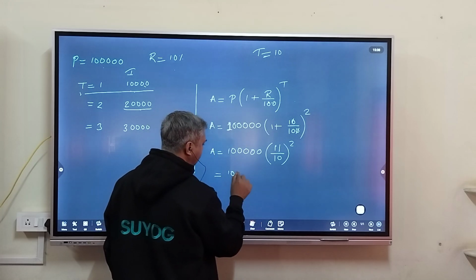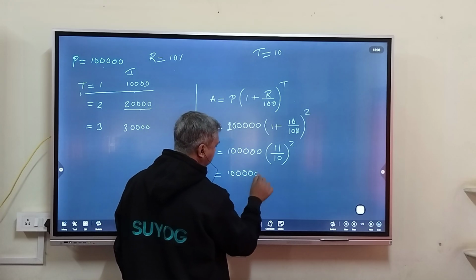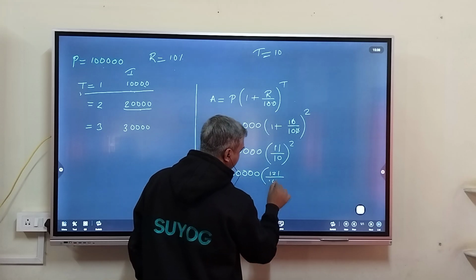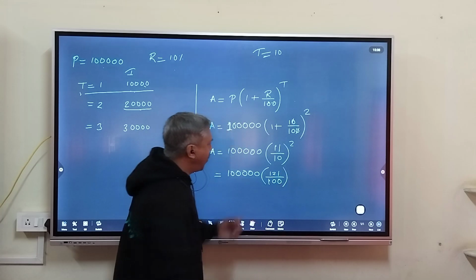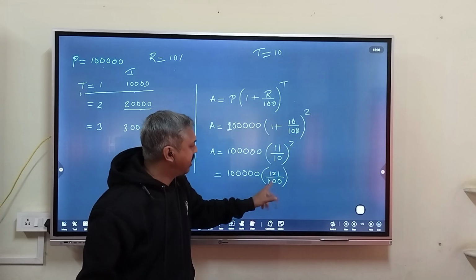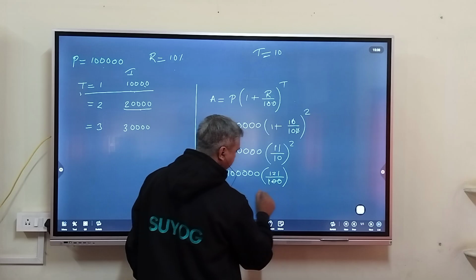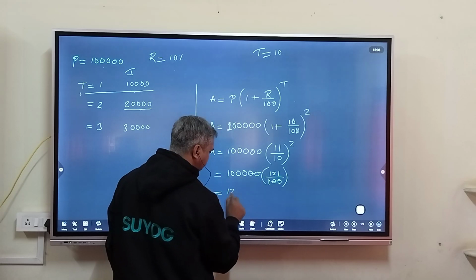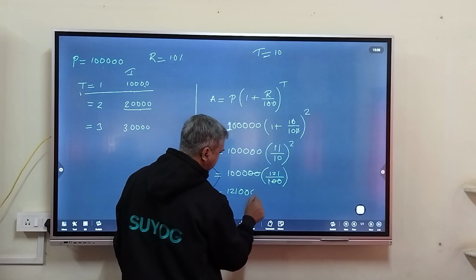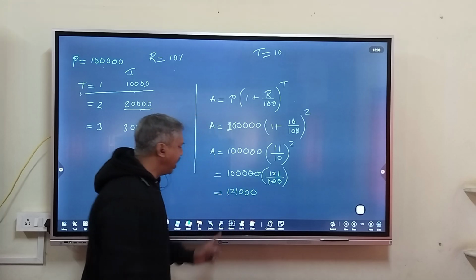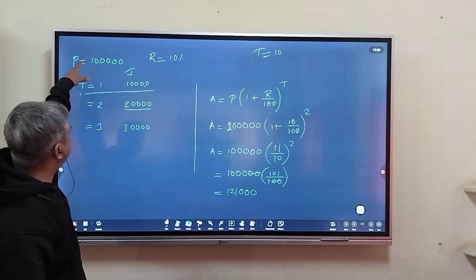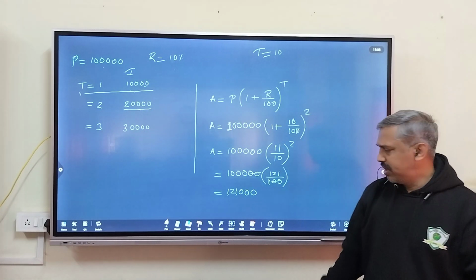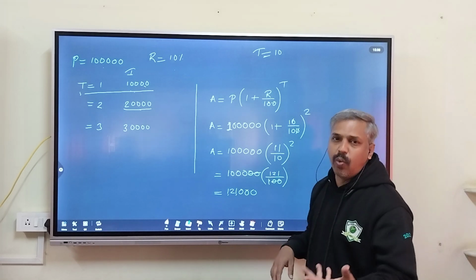This is equal to 1 lakh into bracket 121 upon 100. We are making square. 11 square is 121, 10 square is 100, and these two zeros will cut. So this is 1000 into 121. So 121,000. So that is 1,21,000. 1 lakh was the principal amount, 21,000 is the interest. So the compound interest after 2 years is 21,000.